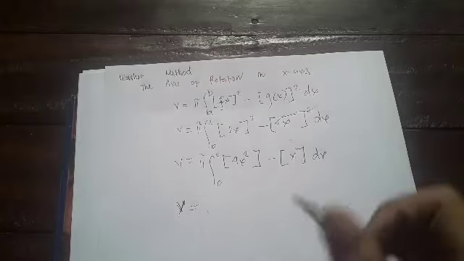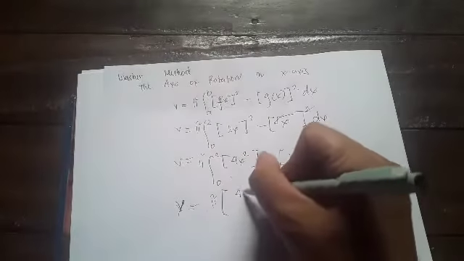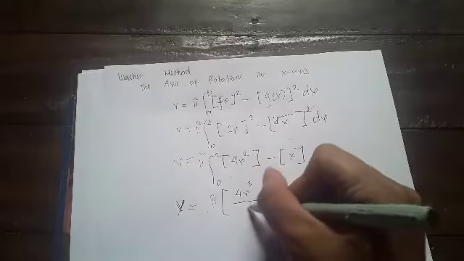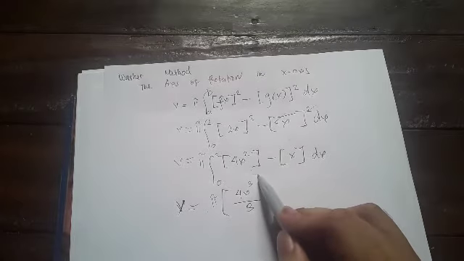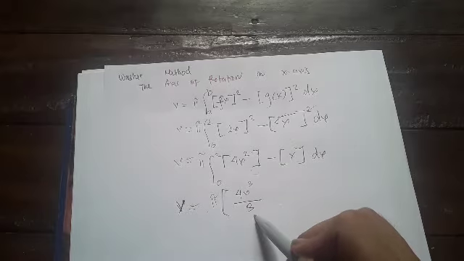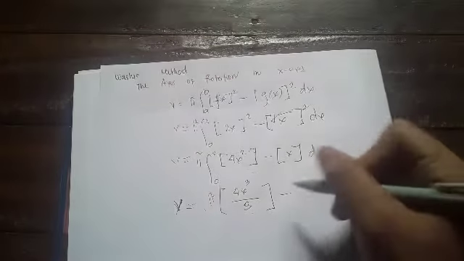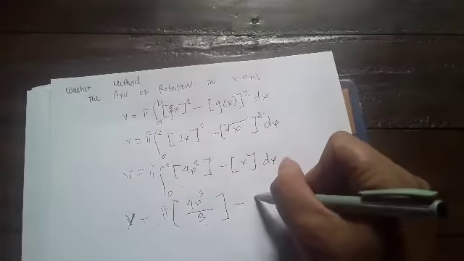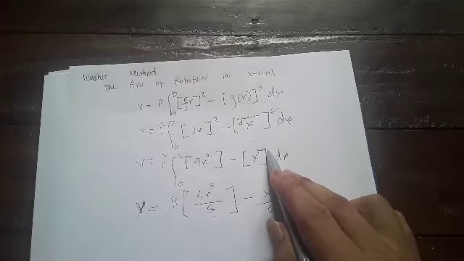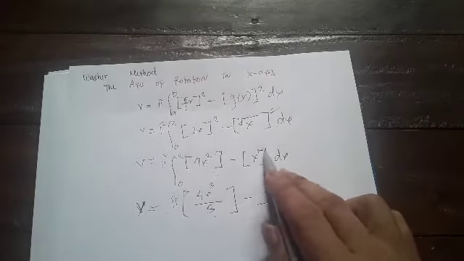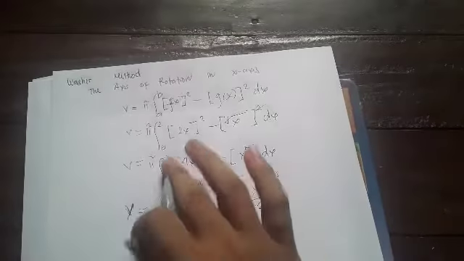So the integral of 4x squared, times pi, is 4x to the cube over 3, because we add 1 to the exponent: 2 plus 1 is 3 in the denominator, and x cubed. Minus, what is the integral of x? It is x to the 2 over 2, because 1 plus 1 is 2, and that is also our denominator. Evaluated from 0 to 2.